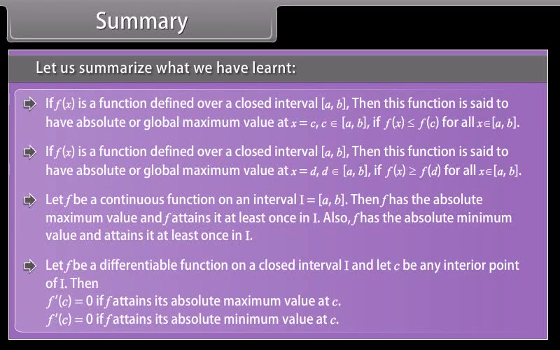Let f be a differentiable function on a closed interval I, and let c be any interior point of I. Then f'(c) = 0 if f attains its absolute maximum value at c. f'(c) = 0 if f attains its absolute minimum value at c.